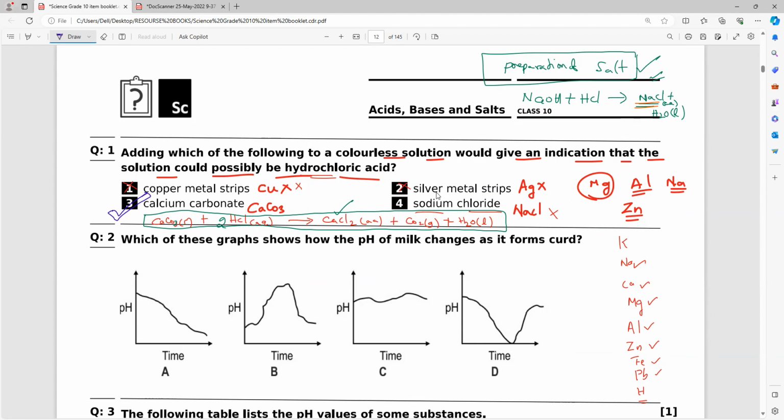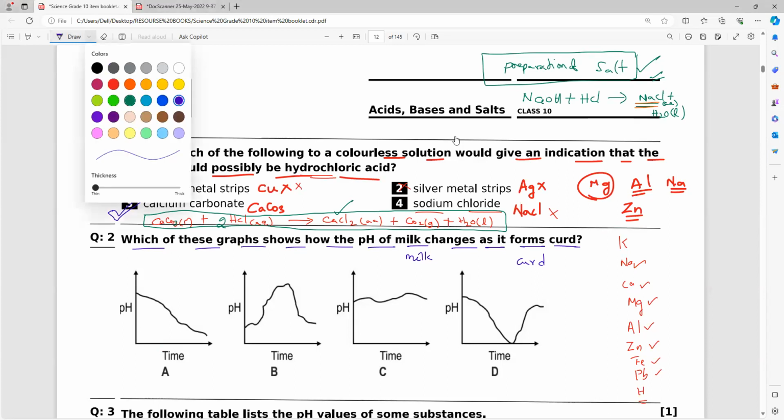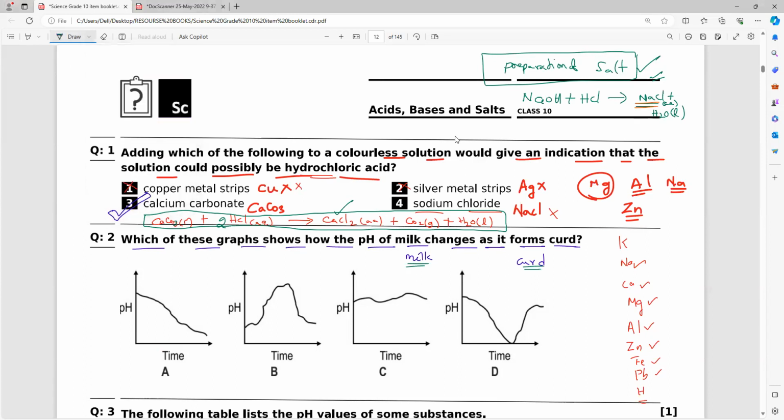Next. Which of the graphs shows how the pH of milk changes as it forms curd? First, forget about the graphs. Now you tell me, milk and curd, which is acidic in nature? Milk is also acidic in nature only. But compared to the milk, which is highly acidic and which is less acidic? Curd. Yes. So curd is more acidic in nature.